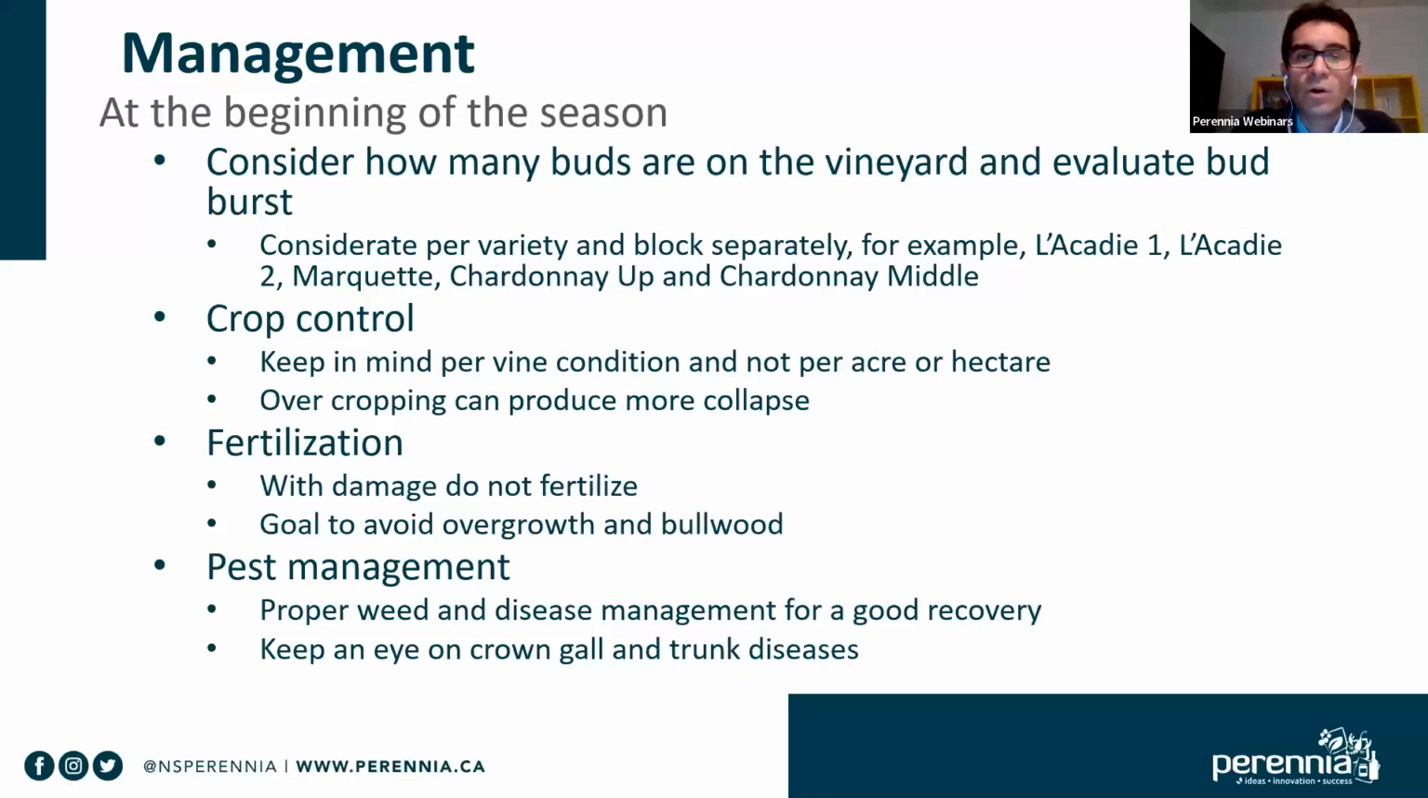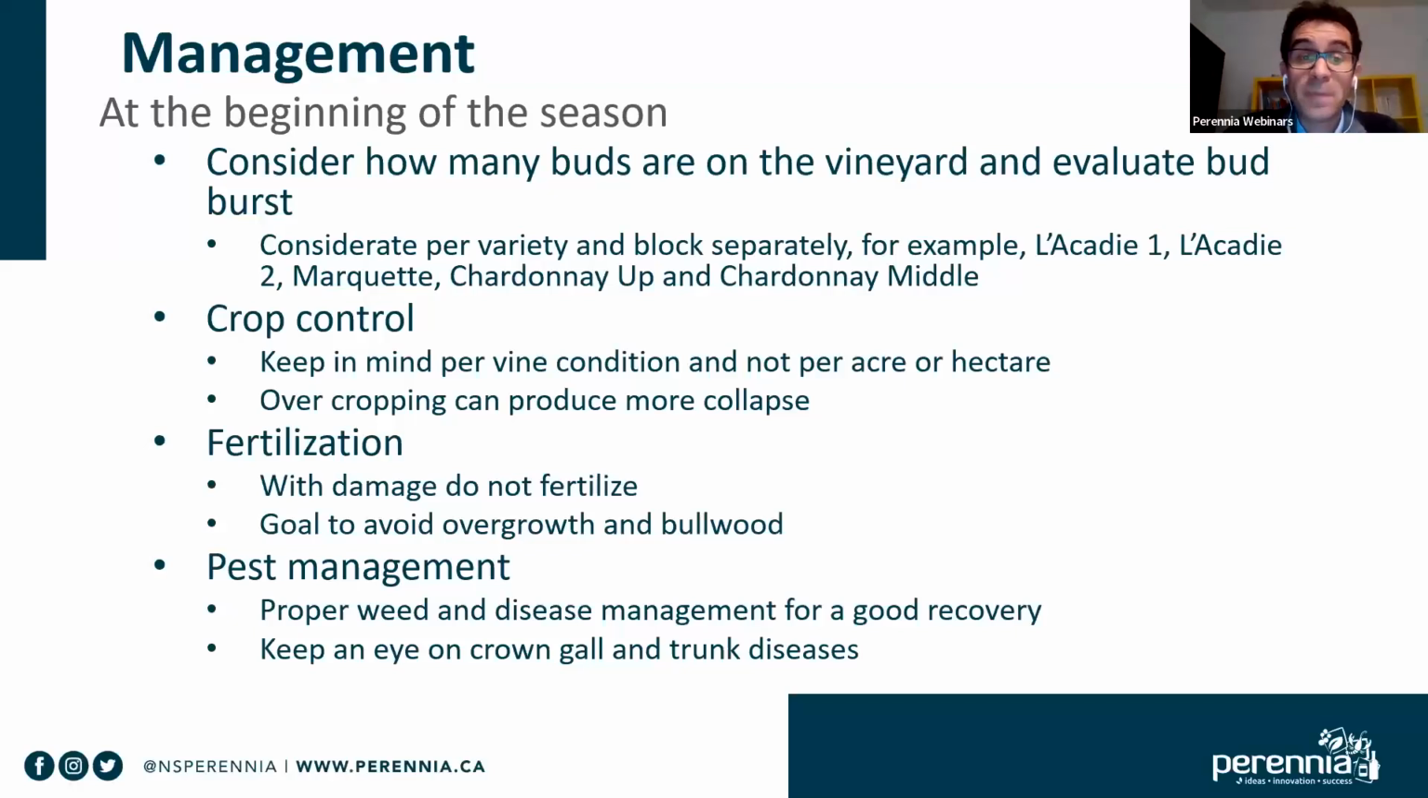And remember, overcropping can produce more collapse of the plant, and it can take even longer and be more expensive to replace dead plants. In terms of fertilization, if you have big damage, please do not fertilize because the plant has enough nutrients from the previous season and already has a small amount of buds for this year. So the plant can over-vigorize, and it will have enough nutrients for the rest. Our goal is to avoid overgrowth and bullwood, or having wood growing only on the extremes, because we want to have enough options for next year to be able to lay down something.